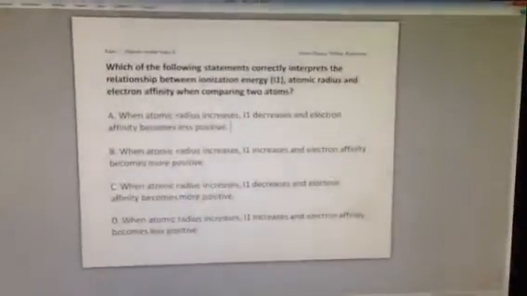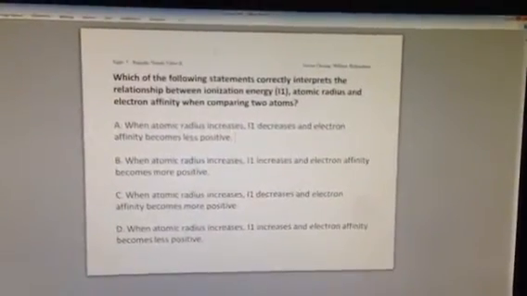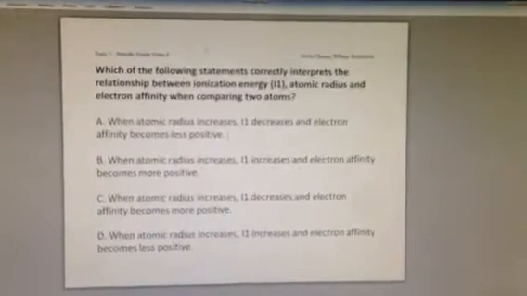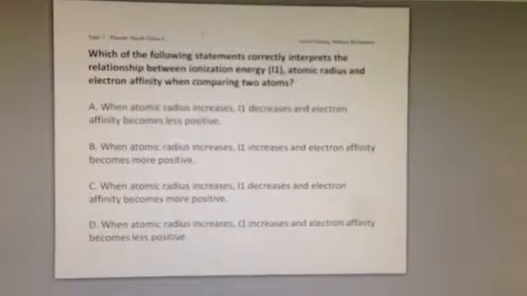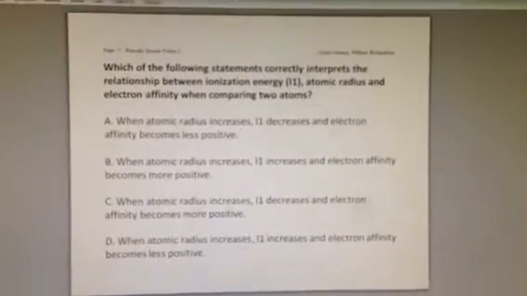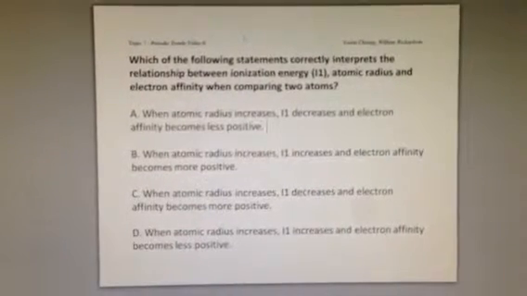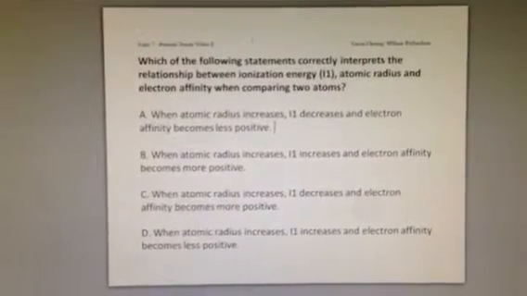So we're doing this question from topic 7, video E. The question's asking which of the following statements is correct when you compare ionization energy, atomic radius, and electron affinity. So in order for us to answer this question, we need to know the periodic trends.